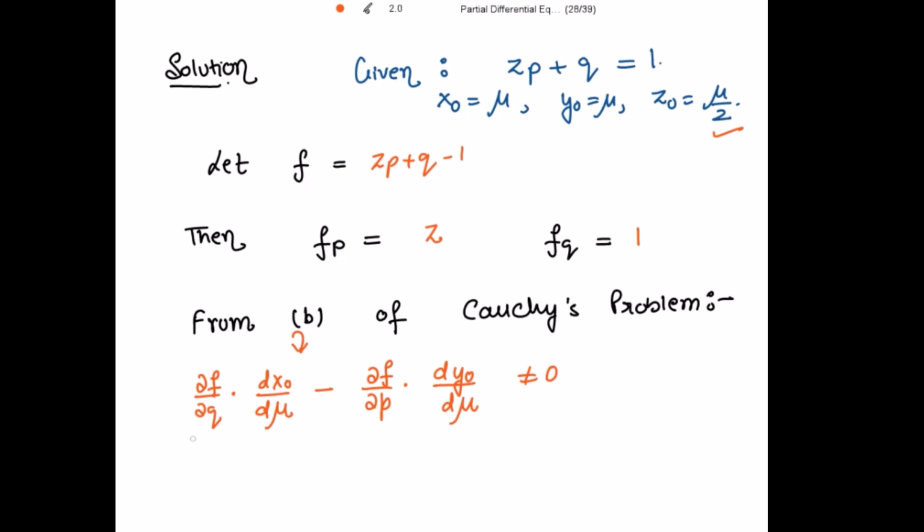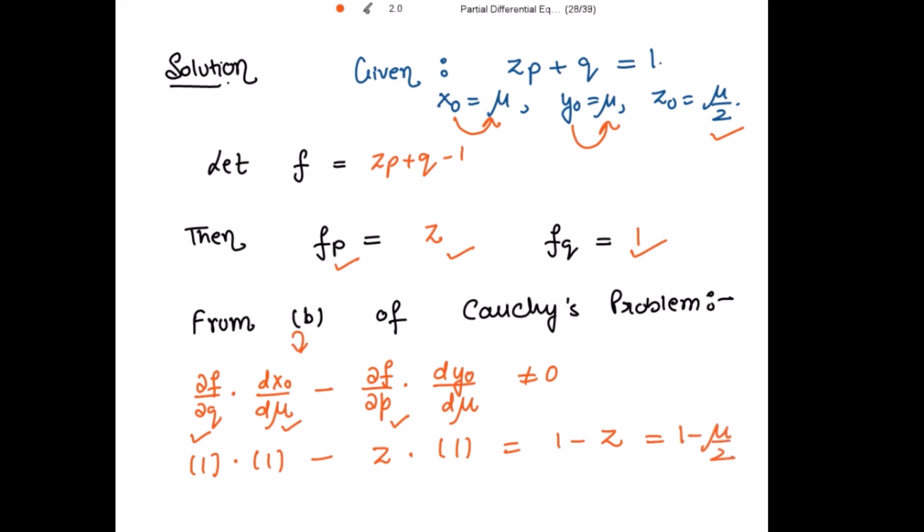Let's check this. Partial derivative of f with respect to q is 1 and derivative of x naught with respect to mu is 1, minus partial derivative of f with respect to p is z into derivative of y naught with respect to mu is 1. So we are getting this to be 1 minus z, and z is mu divided by 2. So this is 1 minus mu divided by 2 for mu greater than or equal to 0 and less than or equal to 1, right? So this is not equal to 0. So this condition is satisfied.